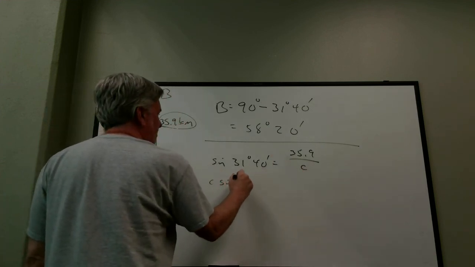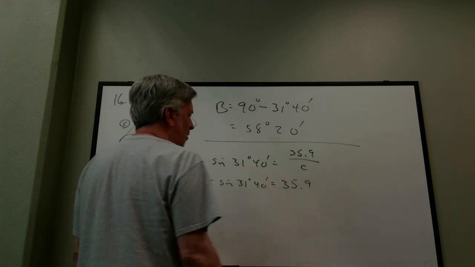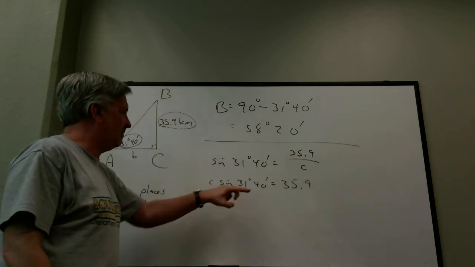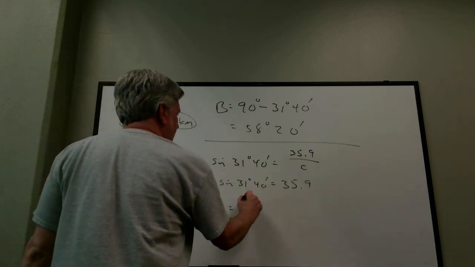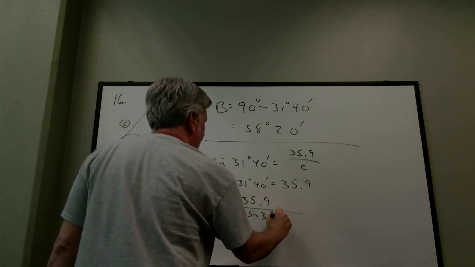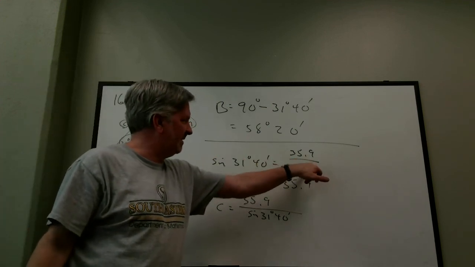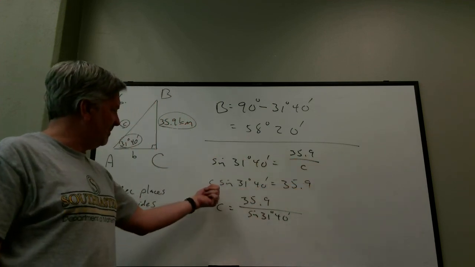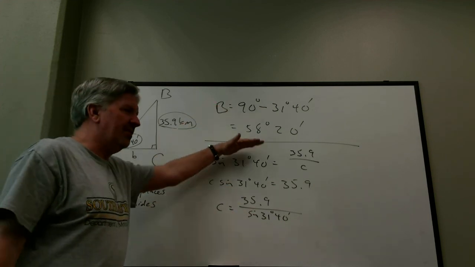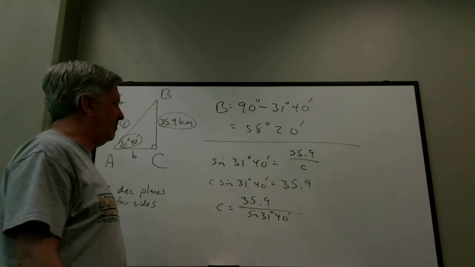So I'm going to multiply both sides by c. So the c cancels over here. And then divide both sides by sine of 31 degrees 40 minutes. Okay, so I multiply both sides by c to get the c out of the denominator. Then I need c by itself, so I'm dividing both sides by sine of 31 degrees 40 minutes. Notice how my work is very organized and easy to follow. And now we just have to punch that in.